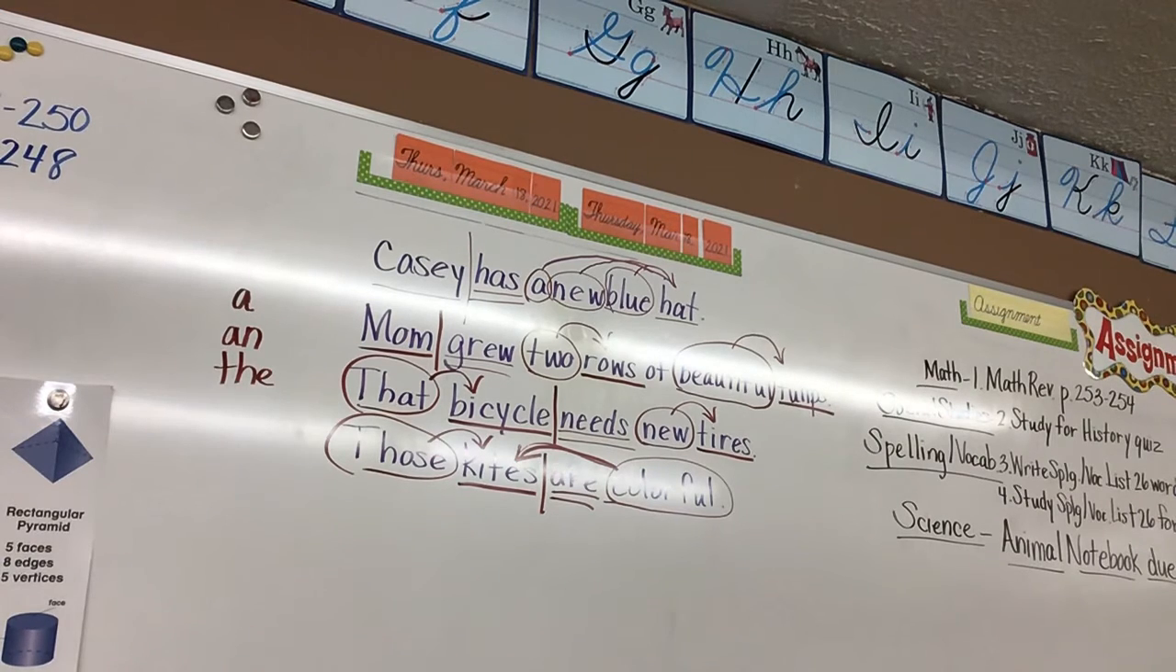All right, let's read the next one. We saw that lady at church yesterday. So what's the first noun? Lady. Underline lady. What describes that lady? The word that. That describes lady. What's the next noun? Church. Underline church. Is there anything describing church? No.